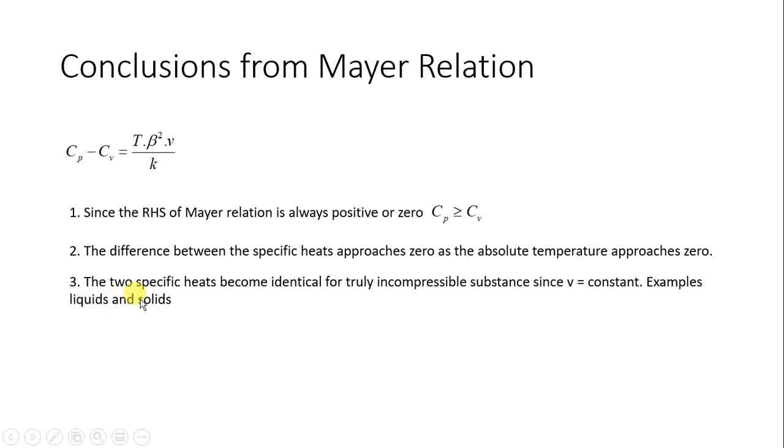For now, one thing you can remember is that liquids and solids are incompressible; why it is so, we will see in compressible fluid flow. In that case the volume remains constant, and that is why the specific heats are identical. That is why, when we derived the relation for entropy for solids and liquids, we just wrote C. We didn't write Cp and Cv in that equation, because Cp and Cv become identical for liquid and solid.